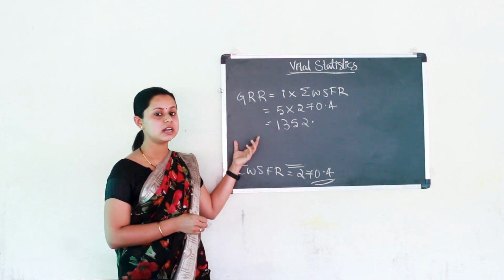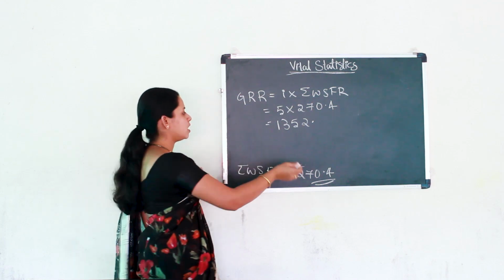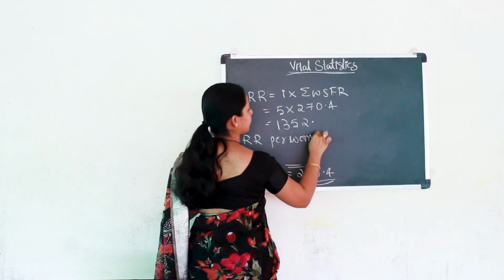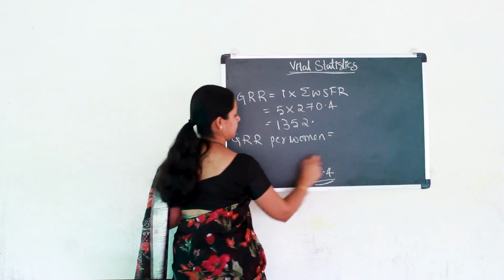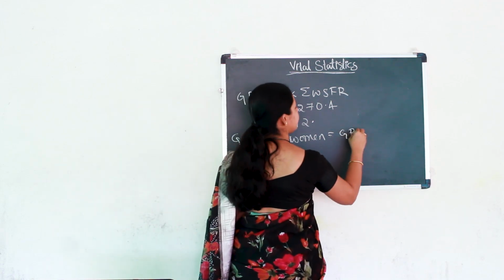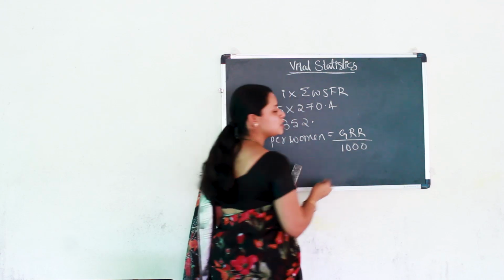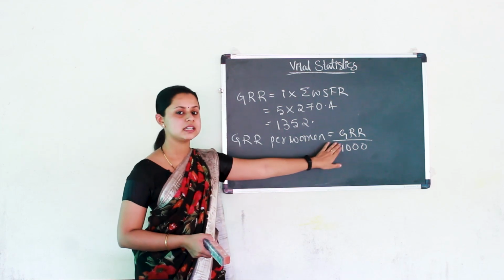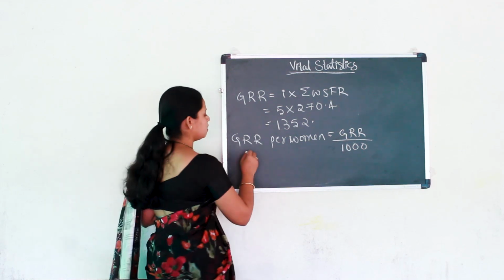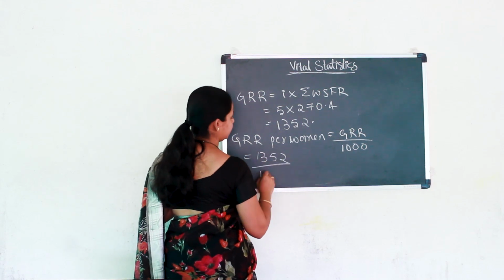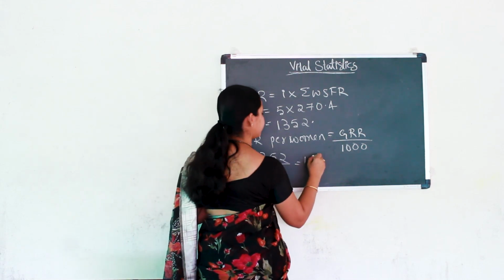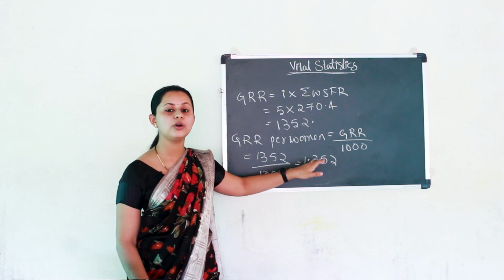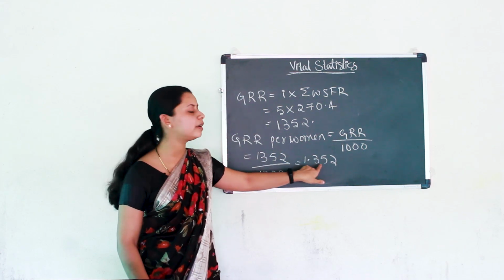Next we shall study how to calculate GRR per woman. GRR per woman is given by the GRR value divided by 1000. This we have studied in total fertility rate per woman. Here also we will be considering the same thing, divided by 1000, that is 1352 divided by 1000, which is 1.352. So the gross reproduction rate per woman is 1.352.